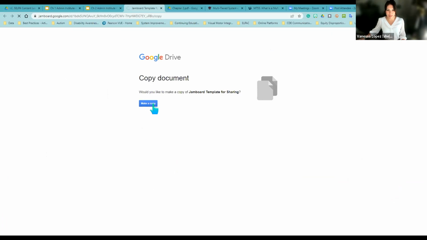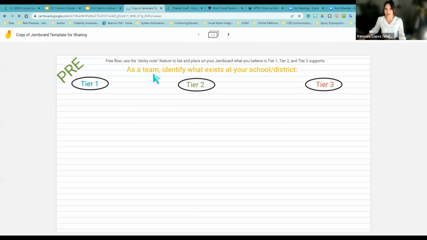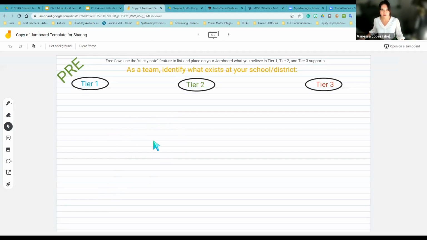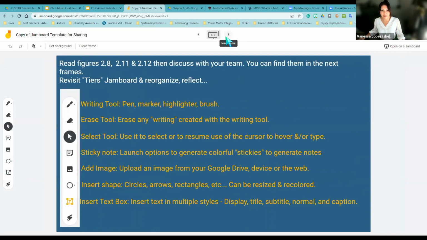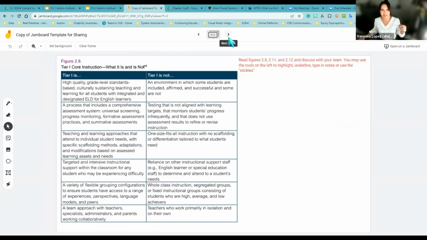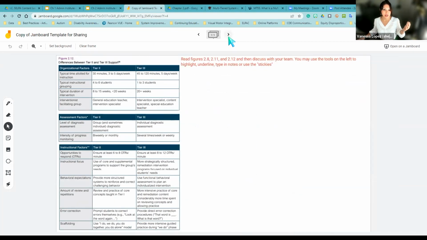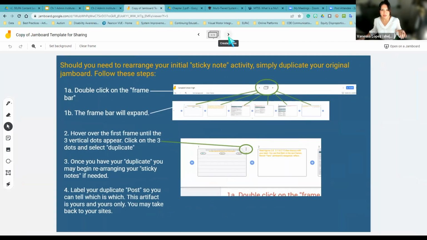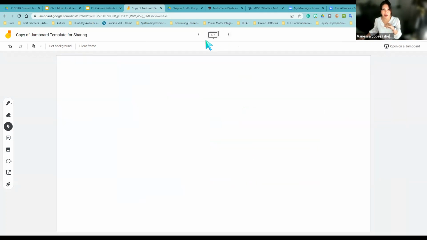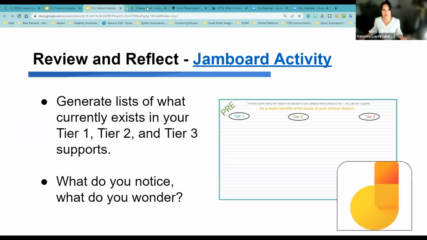It's going to prompt you to make a copy. Once you make a copy, it will generate the Jamboard template for you. You'll see that as a team, if you're working in teams, you can identify what exists at your school district by either using the stickies or the text boxes. You'll see that we have a variety of slides up at the top. I embedded this one that gives you an idea as to what the tools are. It has the tier 1 figure embedded, tier 2, and it gives you some ideas as to what you may want to annotate. The tier 2, tier 3 comparison, how to modify, add more slides to this Jamboard, and that is available for you to access and take back to your teams.